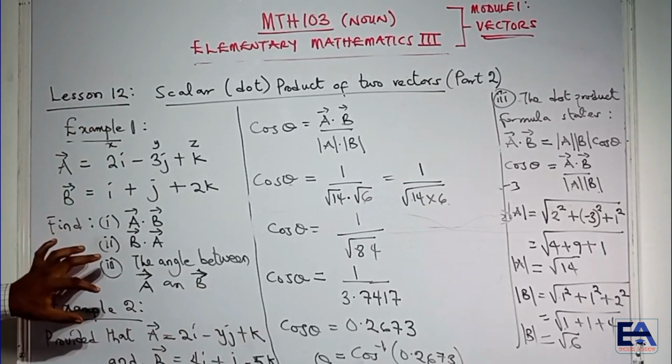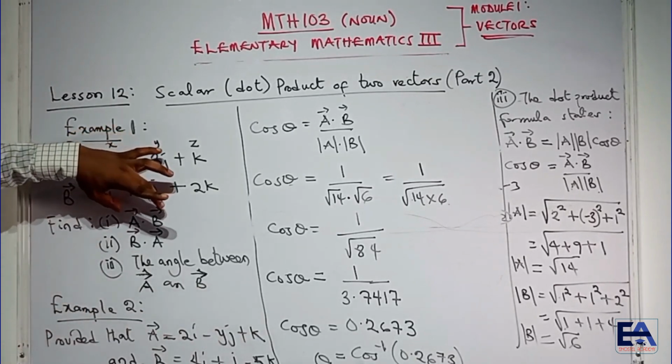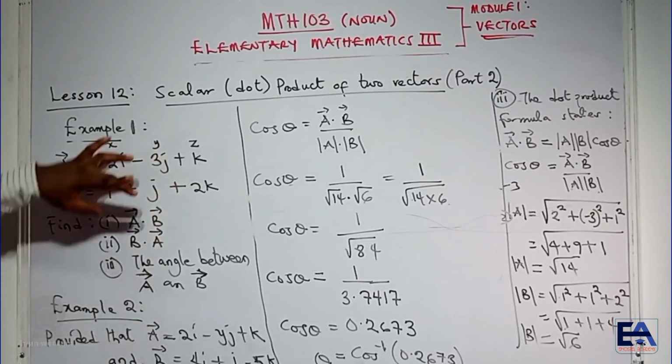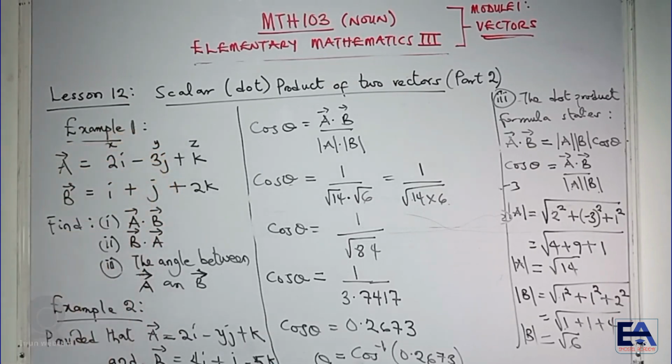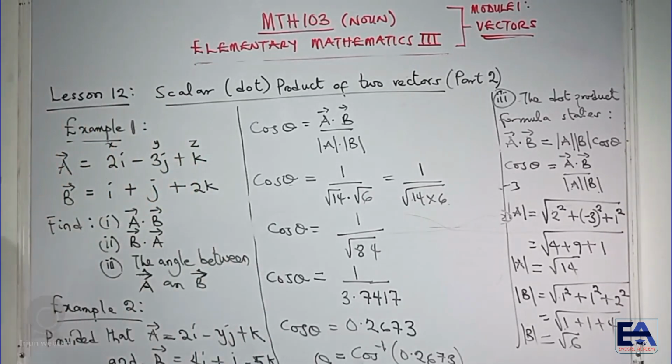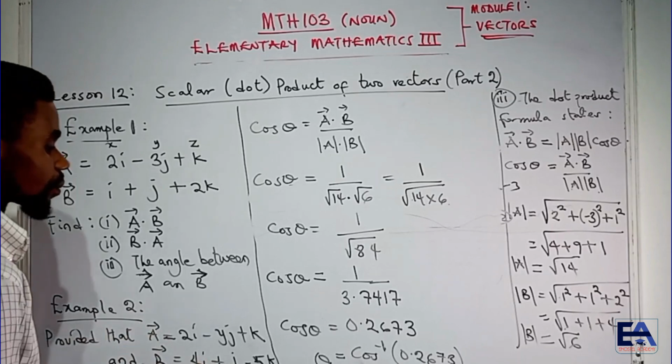So we've just finished solving this question. We found the dot product. We were able to verify that dot product is commutative, and then we were also able to find the angle between the two vectors, and that is beautiful. All right, so let's see another approach to dot product with example 2.